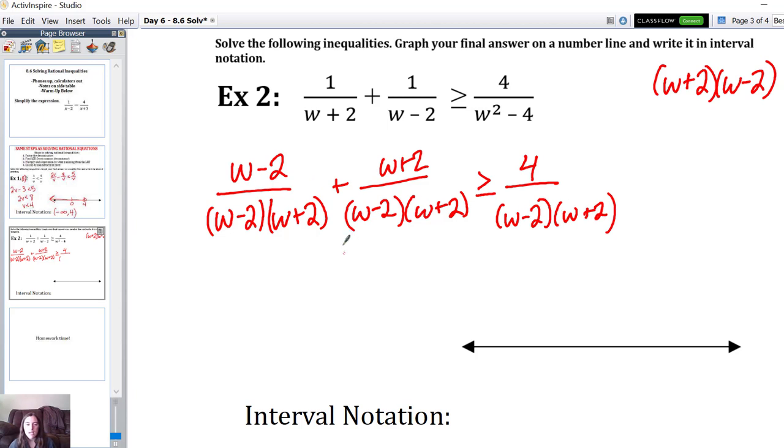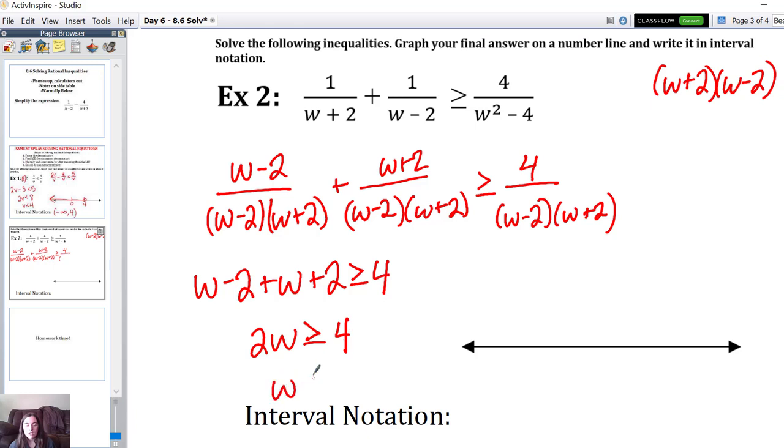All the denominators are the same, so we can just focus on the numerator. w minus 2 plus w plus 2 is greater than or equal to 4. w plus w is 2w. Negative 2 plus 2 is 0, greater than or equal to 4. Dividing by 2, w is greater than or equal to 2.